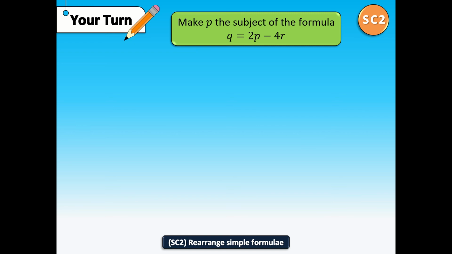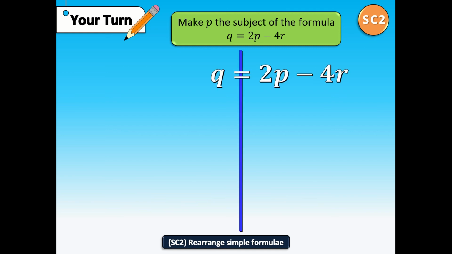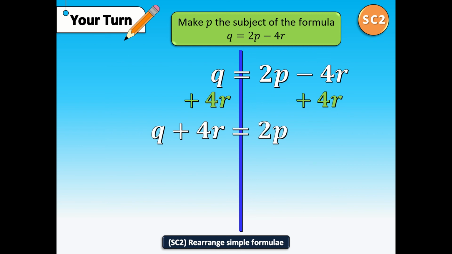So in this question, we want to make P the subject of the formula Q equals 2P minus 4R. So the first thing we have to do here is get rid of the minus 4R, and we do that by adding 4R to both sides. So on this side, we have Q plus 4R, and on this side, we just have 2P.